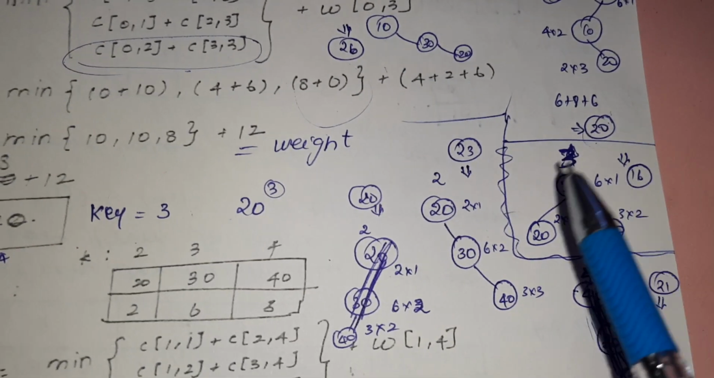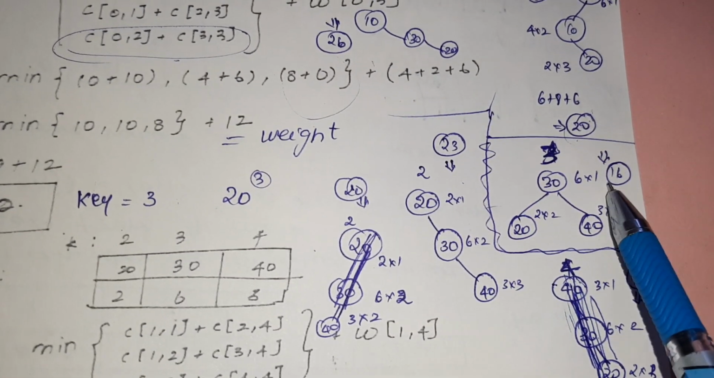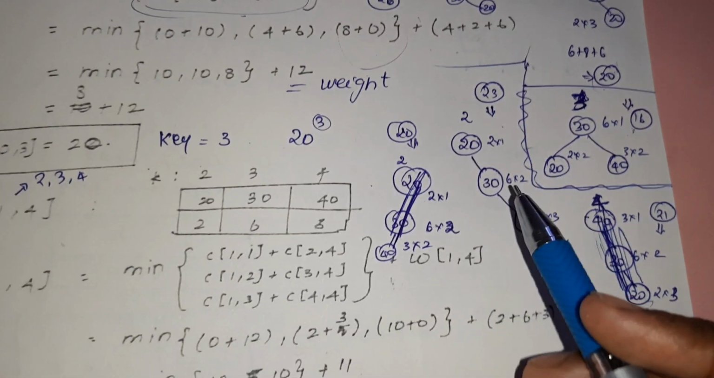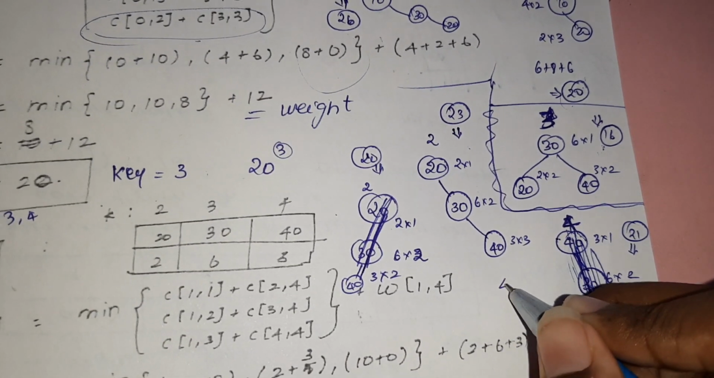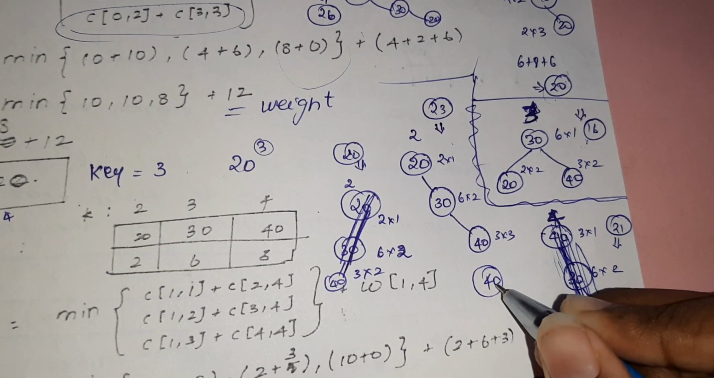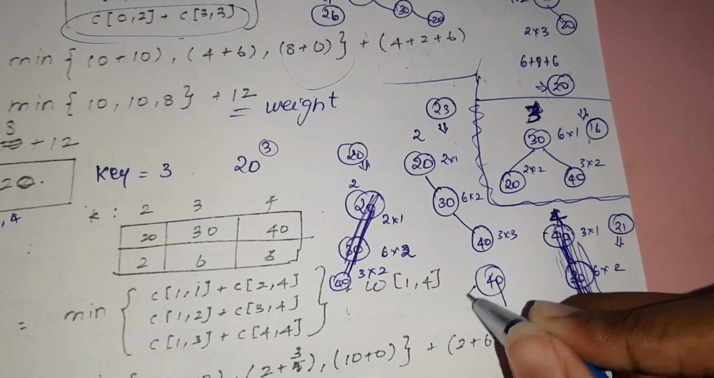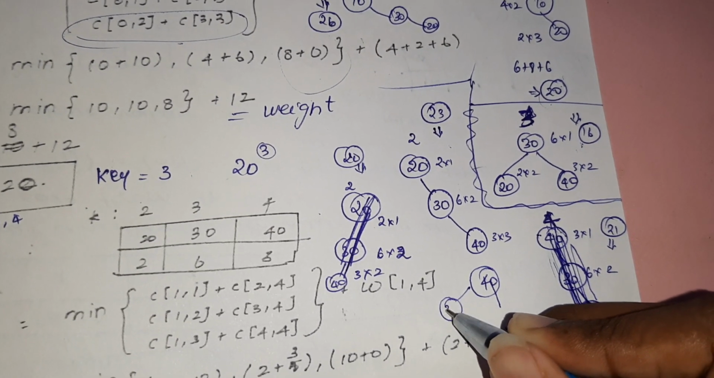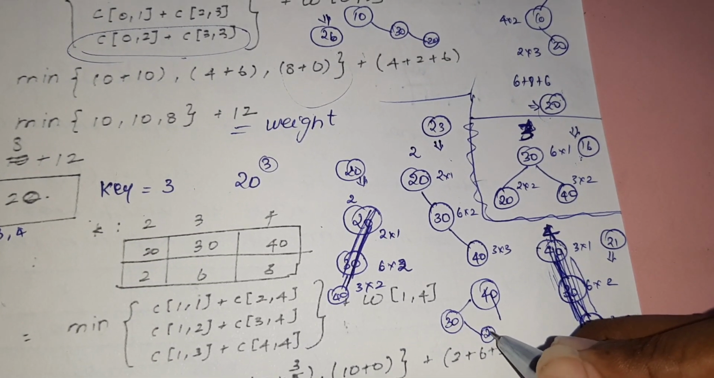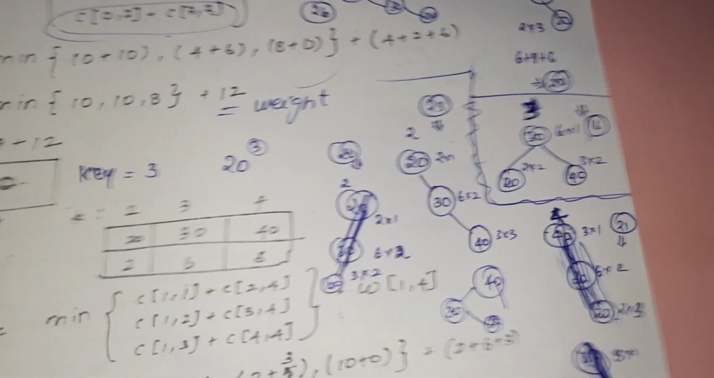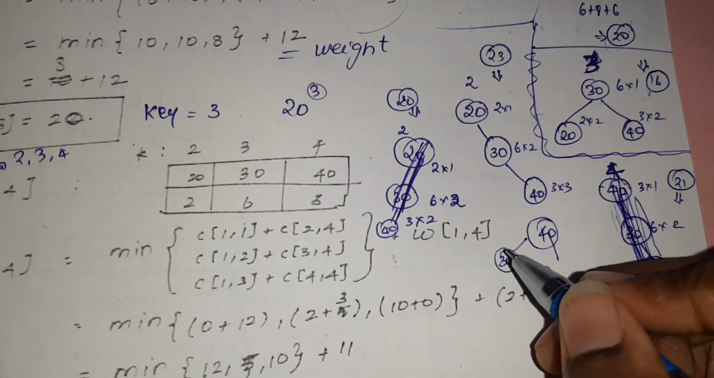So here I am getting 23 and I am getting 16. 16 is the lowest one. You can try one more thing also. For example, I am keeping 40 here, you can keep 30 here, and here you can keep 20. Sorry, here you can keep 20 and here you can keep 30.